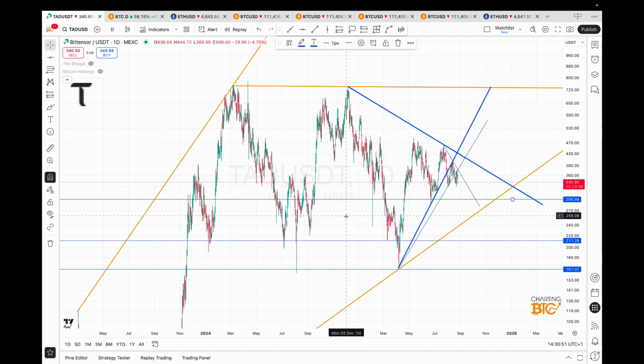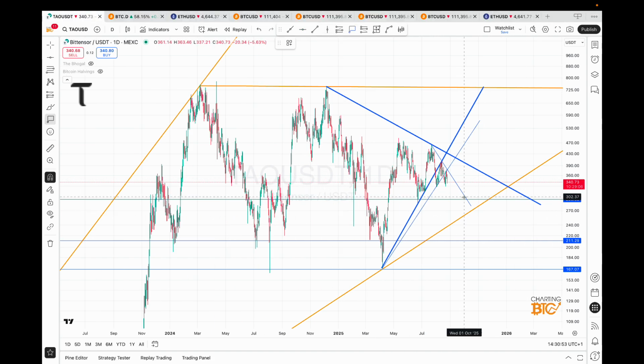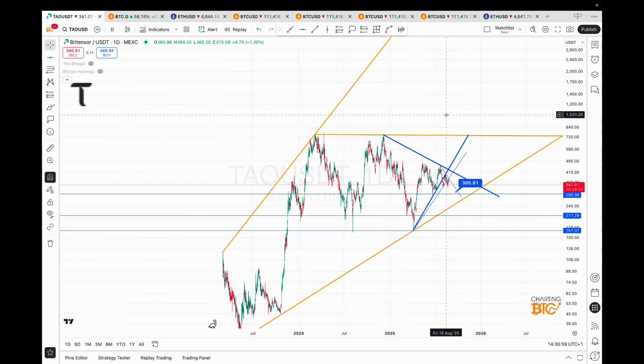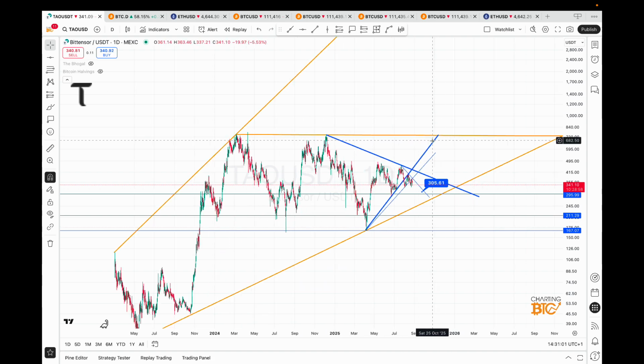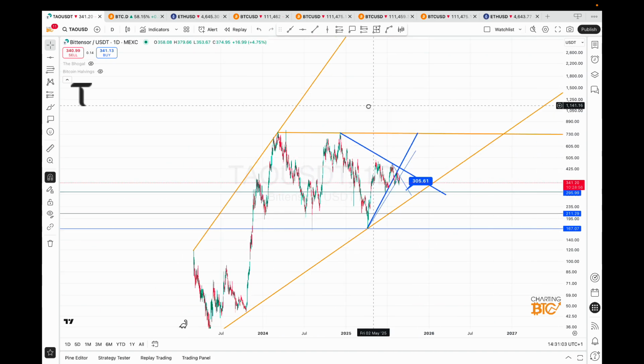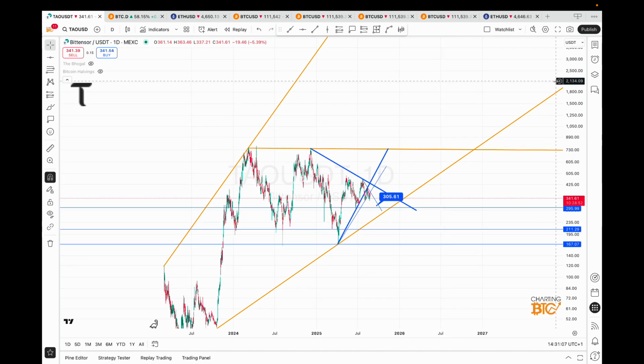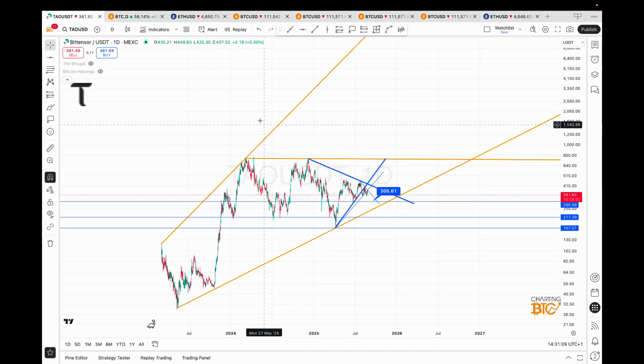But anyway, that's more of a short-term price action. But what I'm looking at is where could this go in the future? Because this is a very bullish chart and it's pointing upwards, which is a good thing. And where is this going to go when crypto does really start to take off?